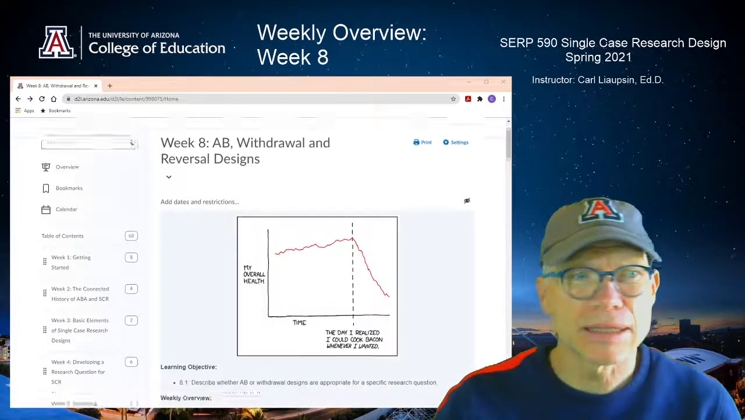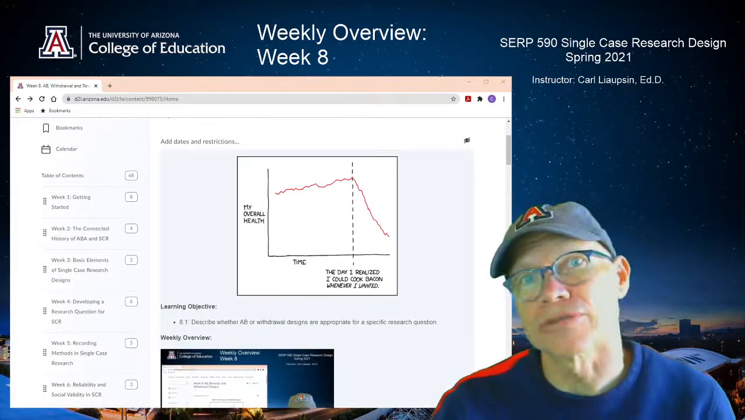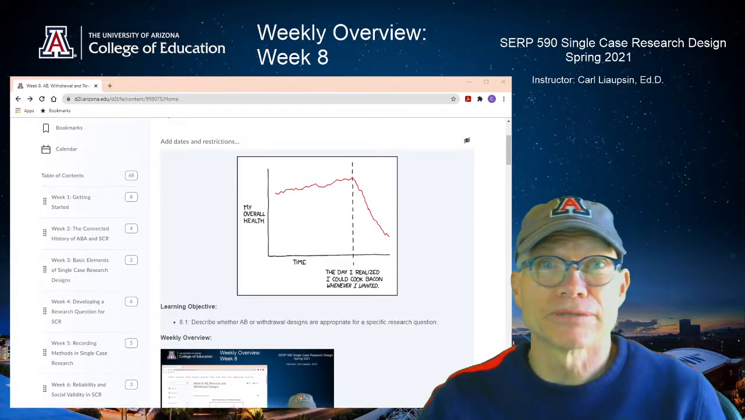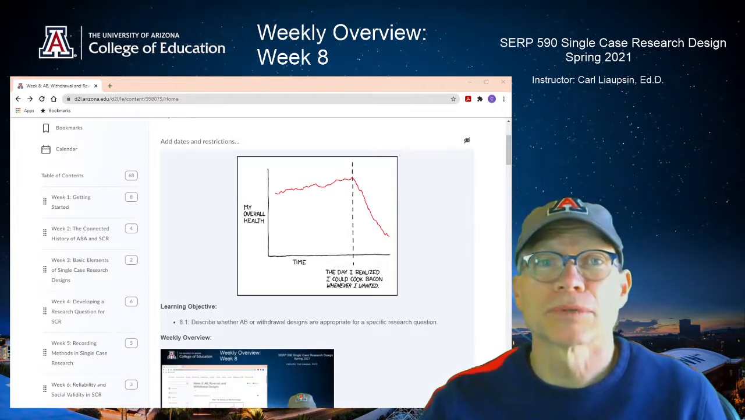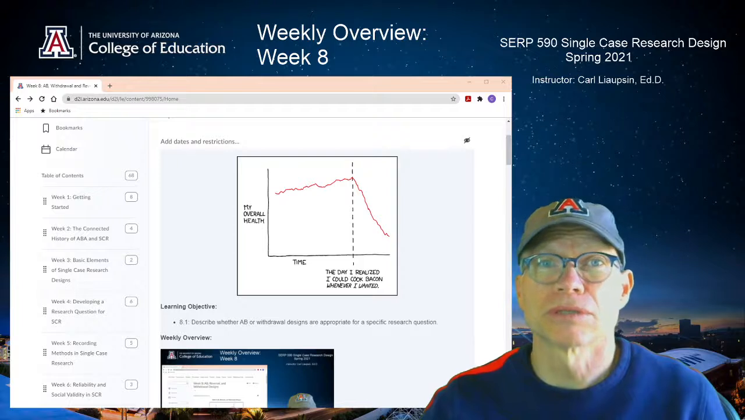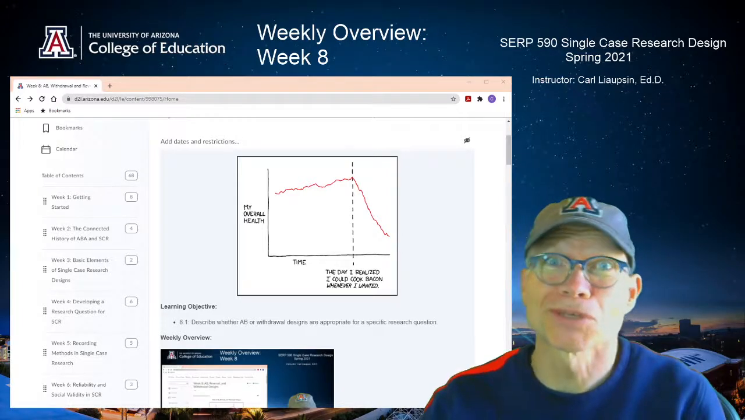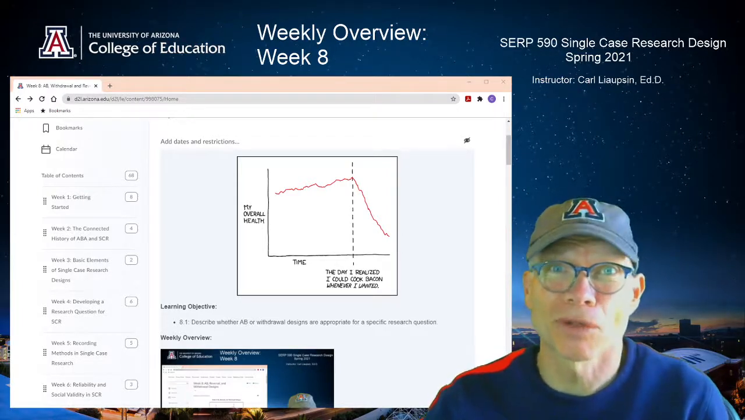So, in this week, there's one learning objective. And in that learning objective, I want you to be able to look at a research question, your research question for this course, and tell me whether or not a withdrawal design would work.